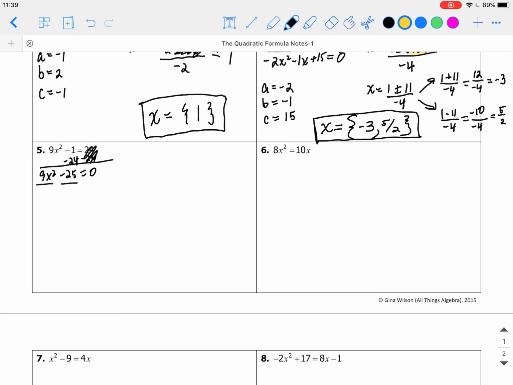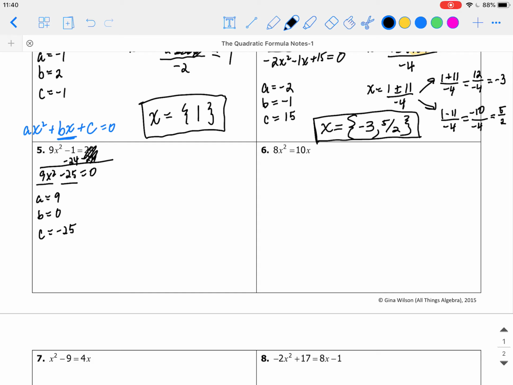We know that A, let me put this in a different color, A normally goes with my x squared, right? Then we normally have B going with an x. And then we normally have C as just a number, right? That's our standard form. Well, over here, I don't have some coefficient with an x, right? I'm missing that term. So what I really have here is A, which is 9. B, we don't have one, right? So what do we do when we don't have something? We put 0. And C is going to be -25.